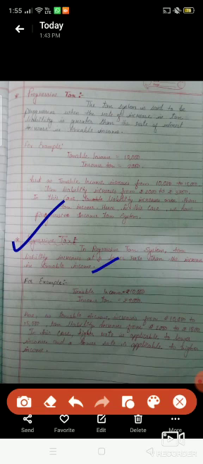In this case, a higher rate is applicable to lower income and a lower rate is applicable to higher income. So if the income is increasing, there will be a low rate of tax. If the income is decreasing, there will be a high rate of tax in the case of the regressive tax system.